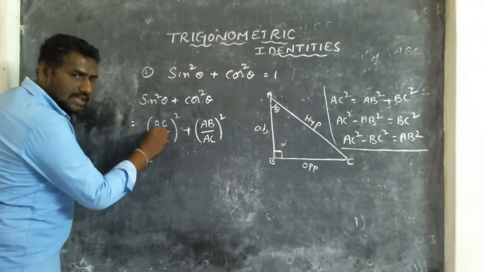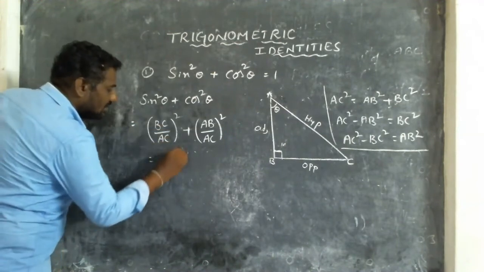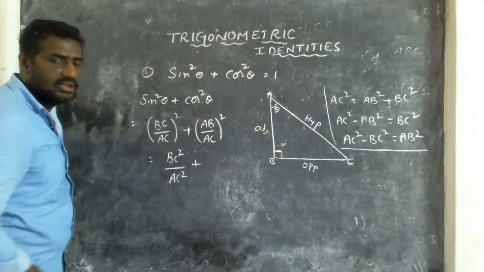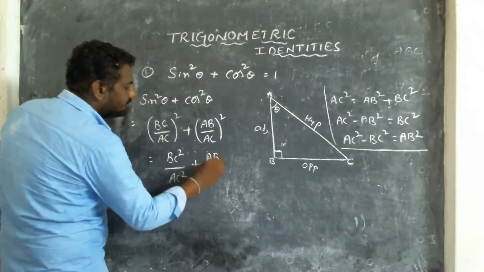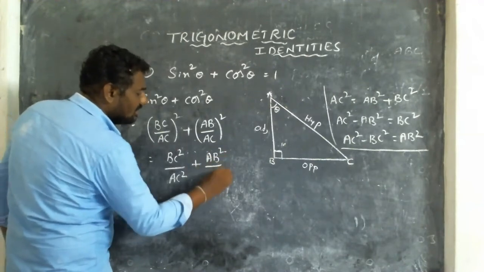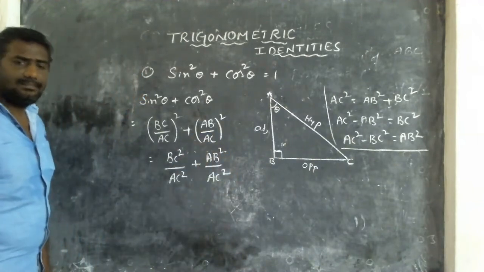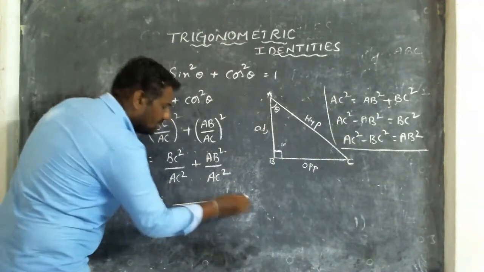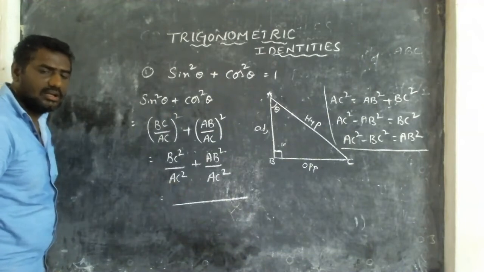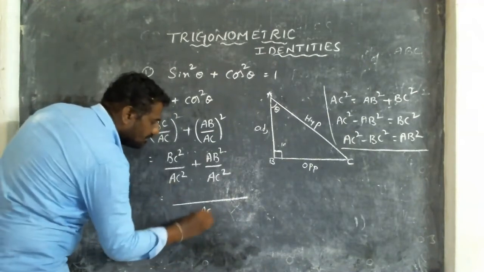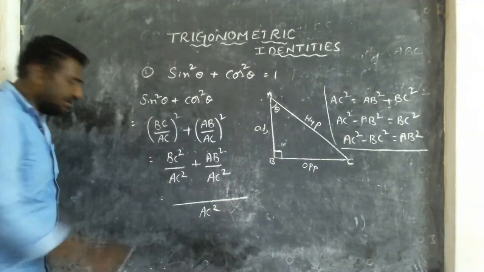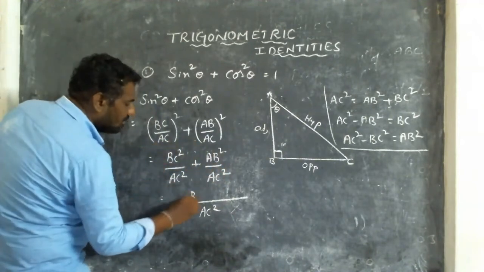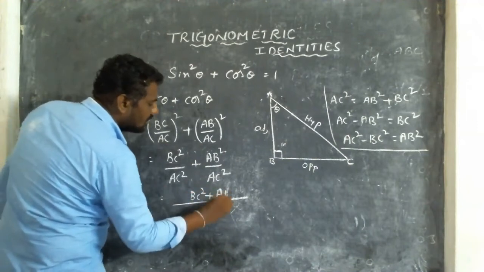Now we'll solve it. This I can write as BC square, down we can write it as AC square. This we can convert into AB square by AC square. Let us take the LCM. When we take the LCM, denominators are same. What is the denominator? AC square. Let's come to the numerator. When denominators are same, directly adding the numerators, we get BC square plus AB square.